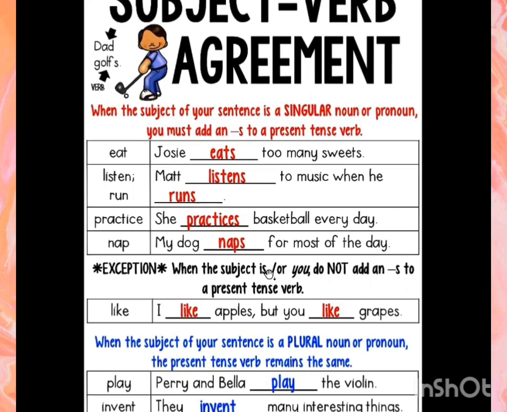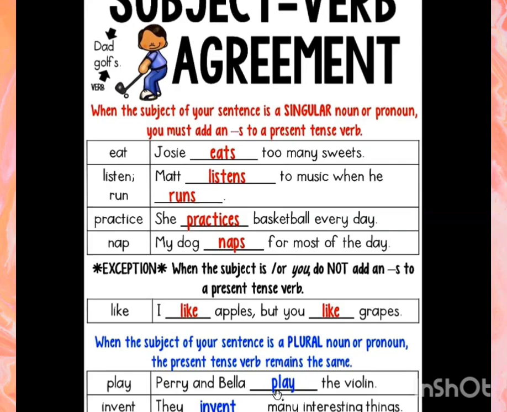Exception is when the subject is I or you, you do not add an S to a present tense verb. The next one is like, I like apples, but you like grapes. Again, you can see we have used the first form of verb. With you also, we have used the first form of verb. When the subject of your sentence is a plural noun or pronoun, the present tense verb remains the same.